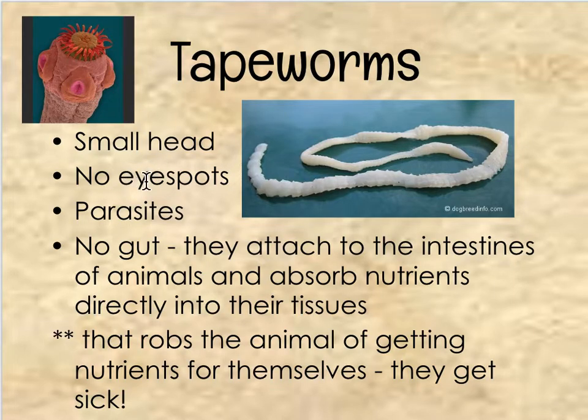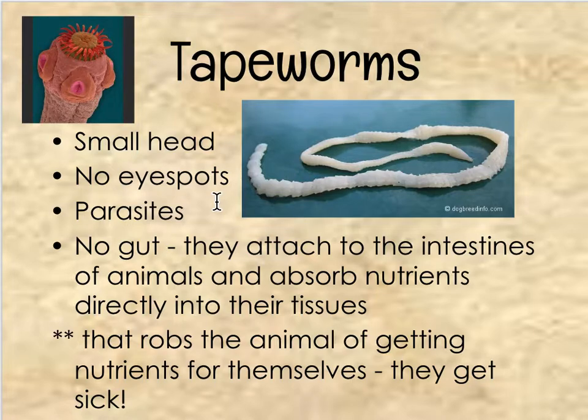So it doesn't have any eye spots. It doesn't need to see where it's going. It's just living on the inside of your intestines and it sucks out the nutrients. So they attach to your intestine, and as nutrients go along your intestine and your body is supposed to absorb those nutrients, the tapeworm will actually steal some of those nutrients, so you're not getting as much nutrient as you should from the food that you eat. So you are absorbing less calories and less vitamins and minerals and other nutrients from the food that you eat.